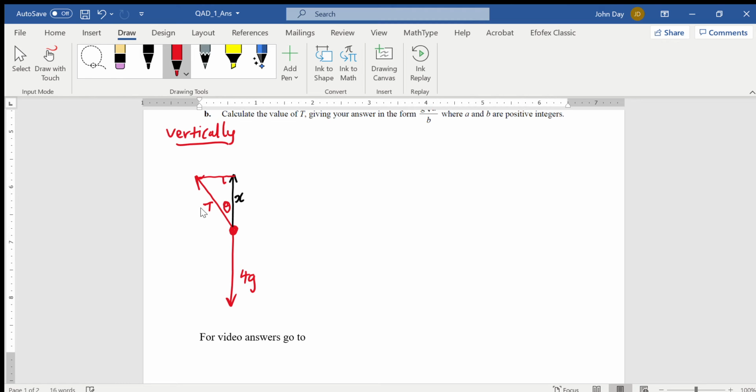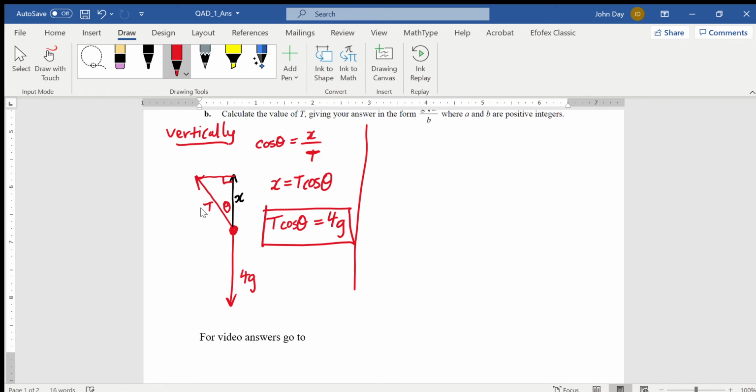There's my right angle. So I can say that cos of theta equals x on t, so x equals t cos theta, and like I said, that's exactly balancing with the 4G going down. So this x going up equals the 4G going down. In other words, t cos theta is equal to 4G.